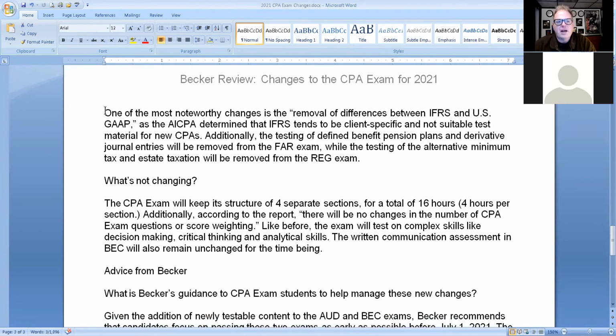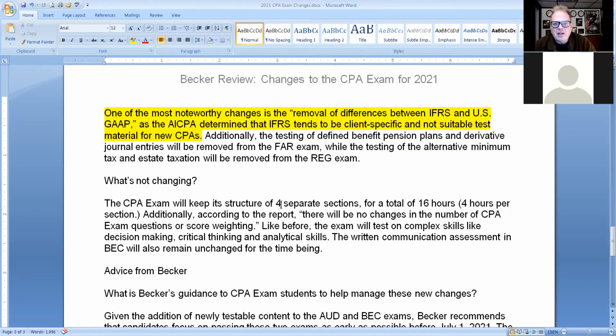One of the things that they're going to stop doing is they're going to remove a lot of the differences between the international standards and the US standards. It used to be, how do the international standards differ from the US standards? And they really found that there's not that much difference, and people were memorizing things that were not that significant, the differences between those two.